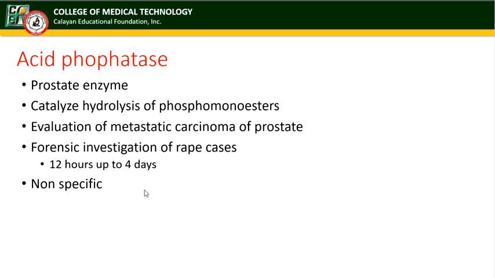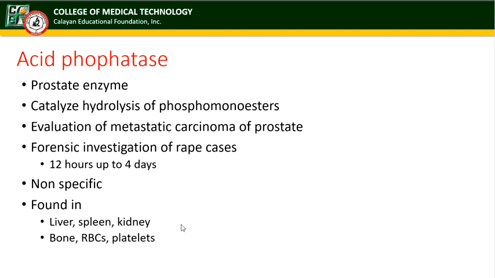It is non-specific. It is found in the liver, spleen, kidneys, bone, red blood cells, and platelets, and the prostate is the richest source during prostatic carcinoma.